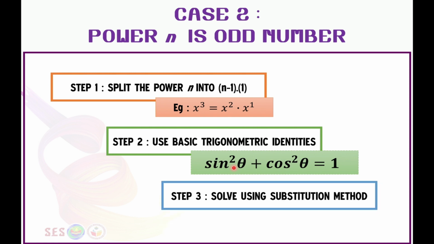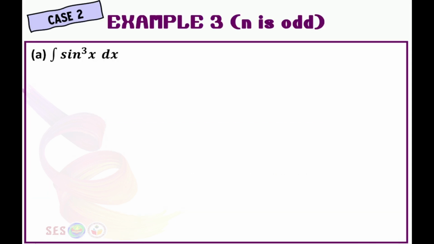Step 3, we are going to continue to solve using the substitution method. So let's see the example. Alright, move to example 3. My first question here, to integrate sine cube x dx. First step, I will split the power. The power here is 3, so I will split it into power 2 and 1. So I have integrate sine square x and sine power 1 x.